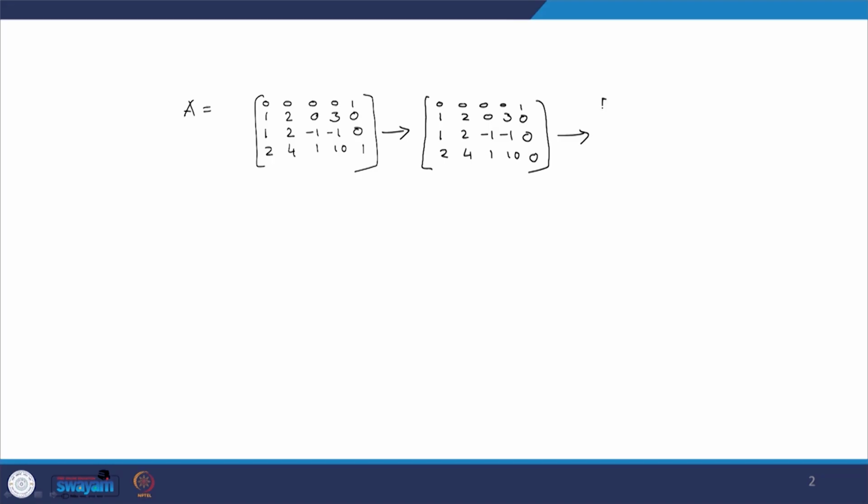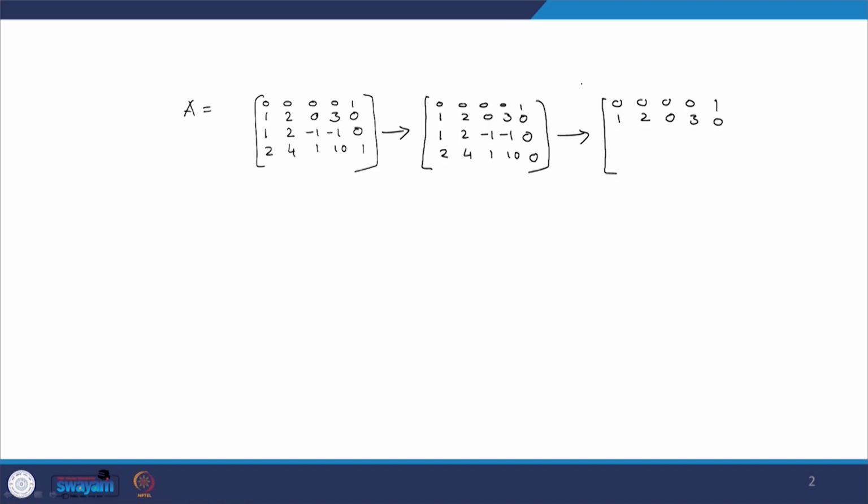The second row is again a non-zero row, but its first entry appears in the first column. Therefore, I have to make all other entries of the first column 0. For this, I will write down quickly like this: the first row as it is, then the second row also I will keep as it is. Then I have to make the third entry of the first column 0.